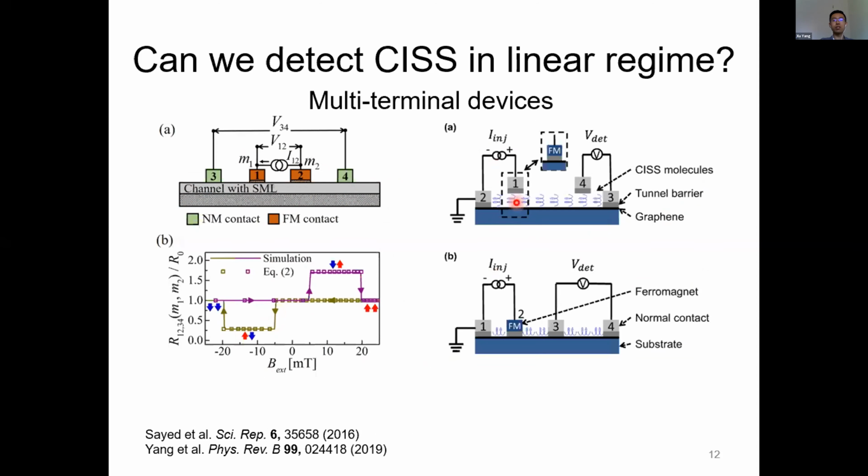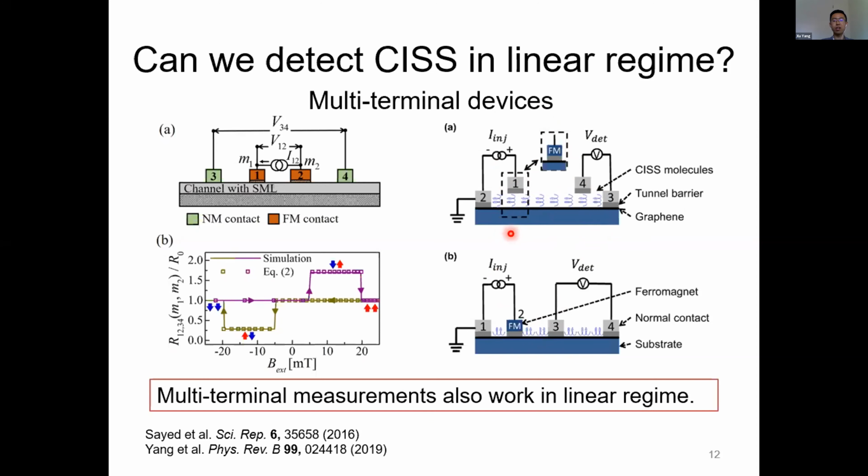We also introduced multi-terminal geometries before. Here I show chiral molecules as the spin-charge conversion channel. We can use either one magnet or even no magnetic contacts at all, and we are still able to detect chirality in the linear response regime. So multi-terminal geometries can also work in the linear response regime.